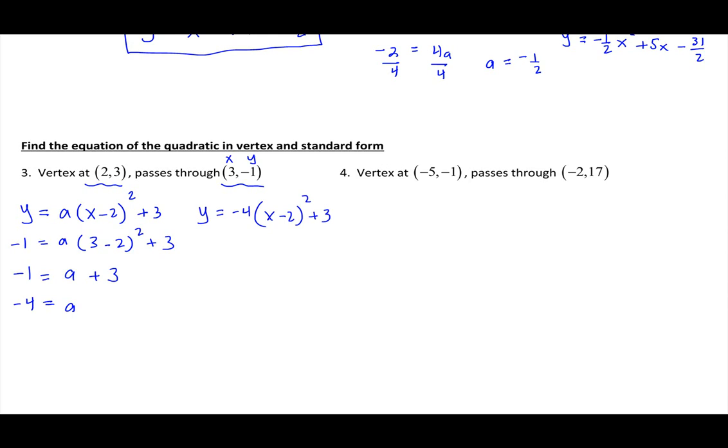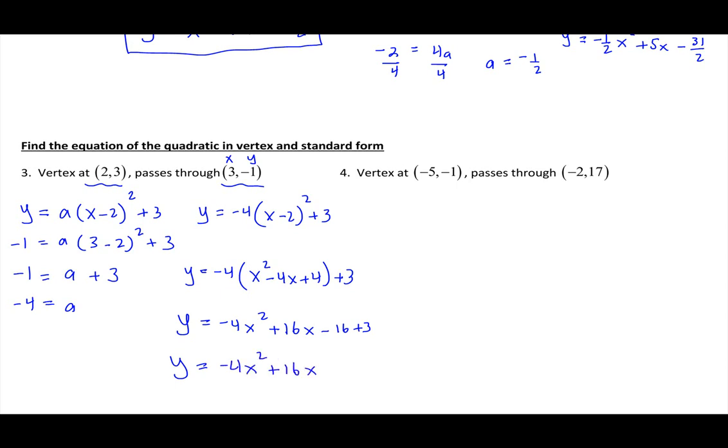In standard form, we need to work all this out. That'll be y is equal to -4 (x² - 4x + 4) + 3. So our final answer in standard form will be -4x² + 16x. And then when we multiply here, that'll give us minus 16 plus 3. So we end up with -4x² + 16x - 13. Okay, so this is the equation in standard form. This is the equation in vertex form.